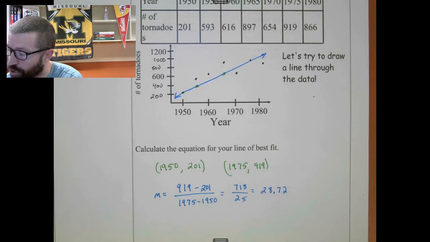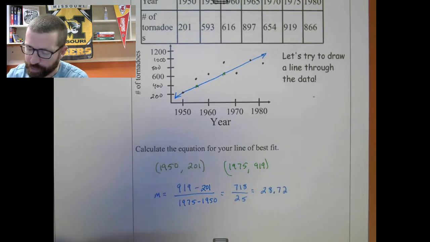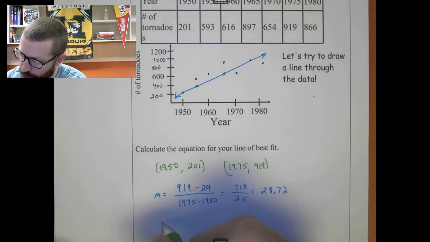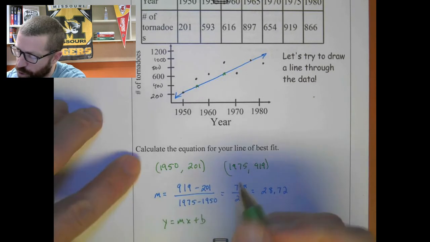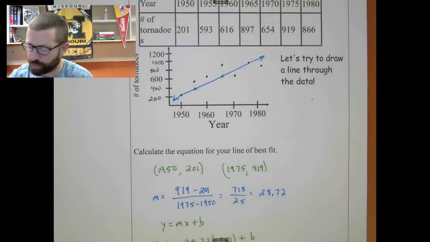Okay, and then we can use point slope form if we want, or y equals mx plus b. Let's do y equals mx plus b here because that's a pretty popular one. We'll use this first point. So y is 201, m is 28.72, x is 1950, and then plus b is what we're solving for.